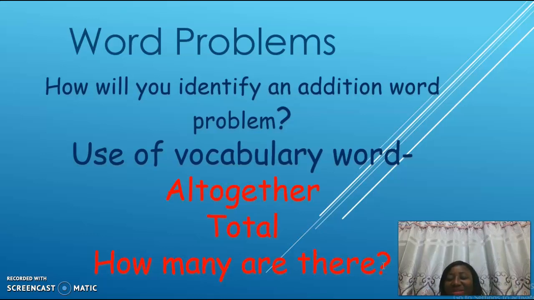So in simple terms, one way of identifying addition word problems is to look at the vocabulary words. And the vocabulary words that are used oftentimes are words like altogether, total, and sometimes how many are there. And we have used this over and over again in practice and class, so I'm sure just a little push will get you there.